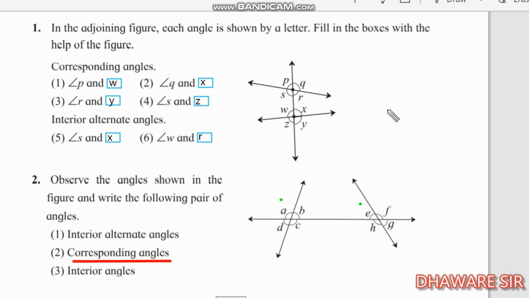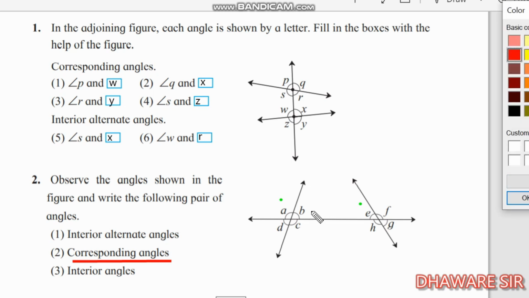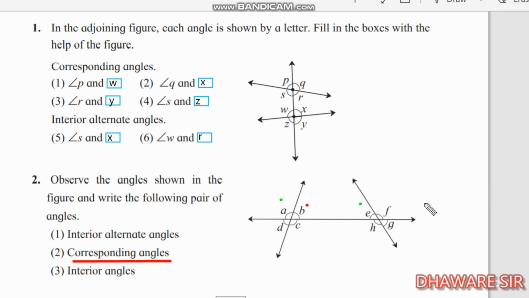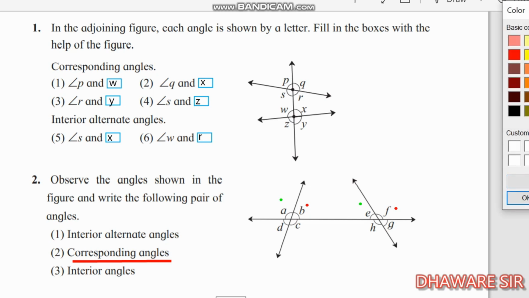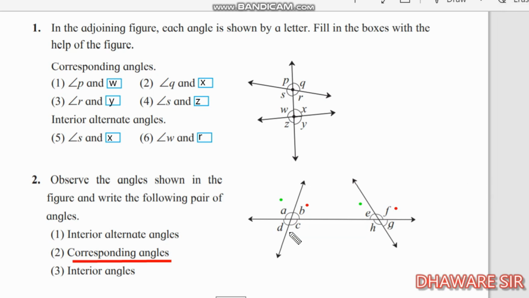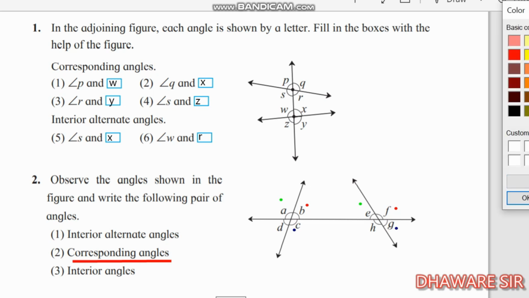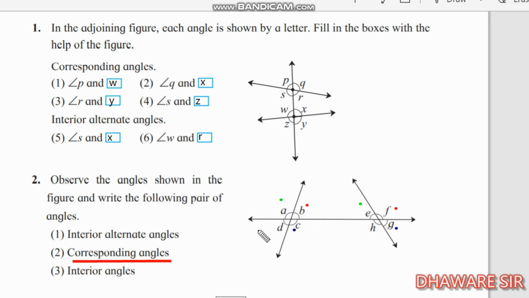What is the second corresponding angle pair? Angle B and angle F. What is the third corresponding angle pair? Angle C and angle G. And what is the last corresponding angle pair? There are four pairs of corresponding angles, angle D and angle H. So these are the four pairs of the corresponding angles.